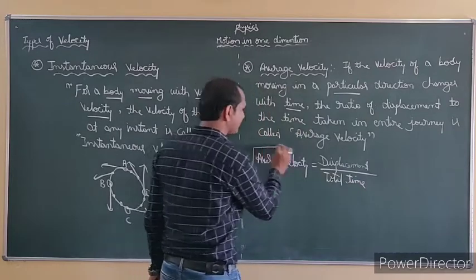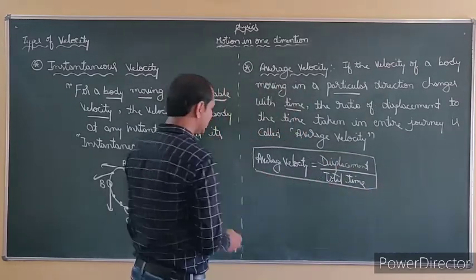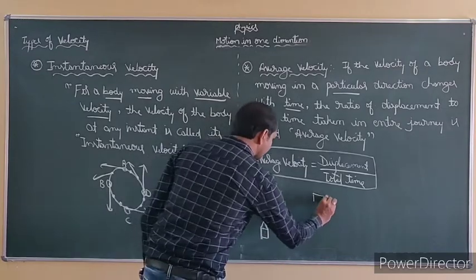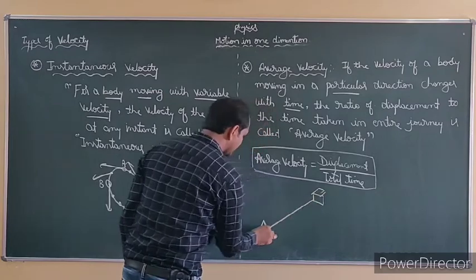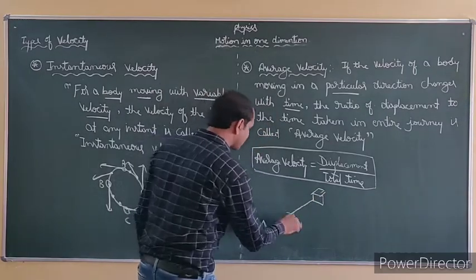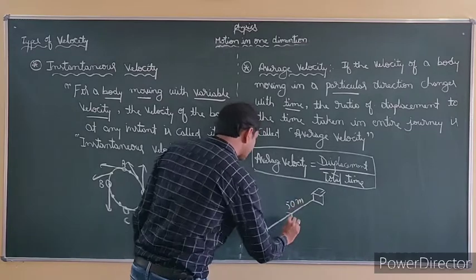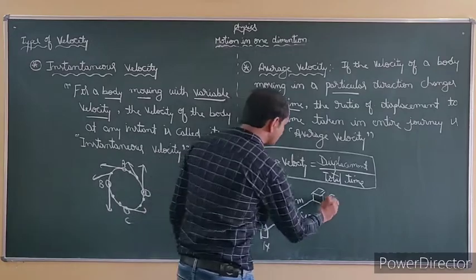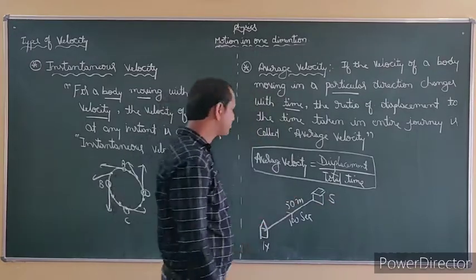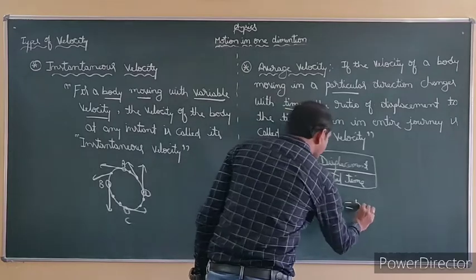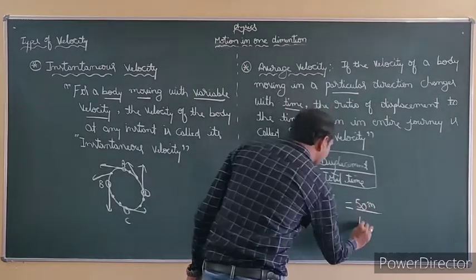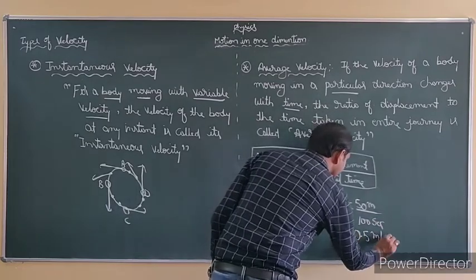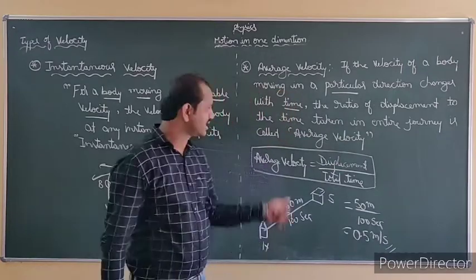In yesterday's example, we saw this in the displacement video. For example, your home is here and the school is here. The shortest path you move is always considered the displacement. So your displacement is 50 meters and you take 100 seconds to reach from home to school. In this case, what is the average velocity? The displacement is 50 meters and the time taken is 100 seconds. Therefore, 0.5 meter per second is the average velocity.